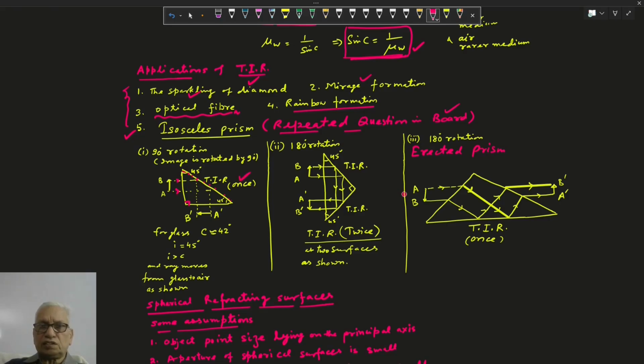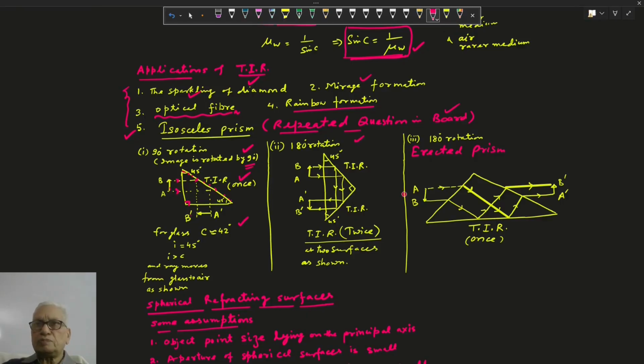So, why total internal reflection? The angle of incidence here is 45 degrees, and the critical angle is 42, so the angle of incidence is more than C. So at this surface, total internal reflection occurs for this ray, and for this also. After reflecting, A has become A dash, B has become B dash. So this object AB is rotated by an angle of 90 degrees. It is called 90 degree rotation, meaning the image is rotated by an angle of 90 degrees.